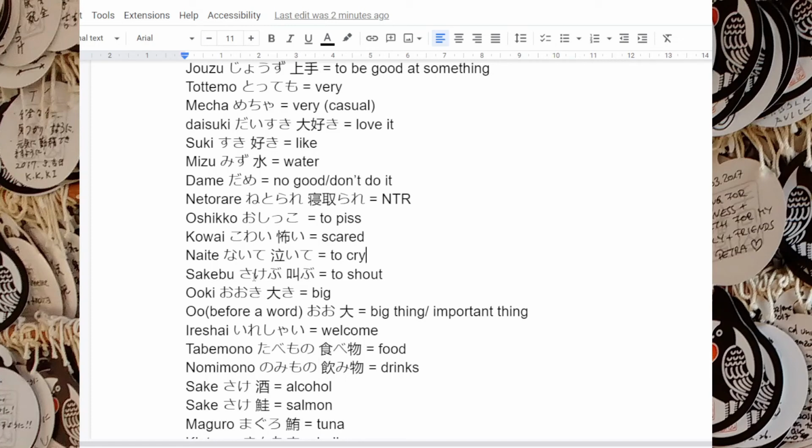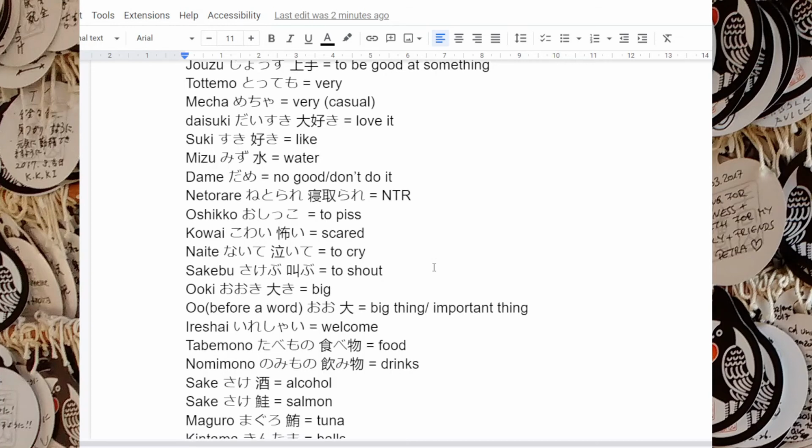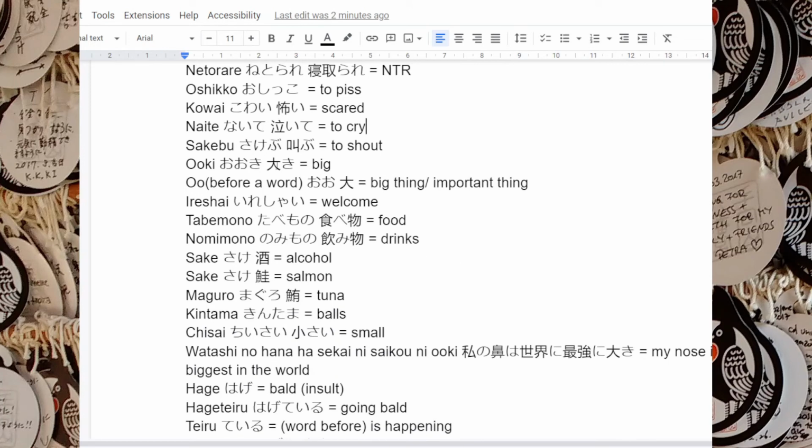Now you're the shouty man, Nagzz, so I thought this would be a good word for you. Sakebu, to shout. Oki, meaning big. You can also say to shout as oki koe o dasu, or dashita, dashita being the past tense. Generally speaking, oo before a word means that it's big. So oo mono means it's a big thing, or an important thing.